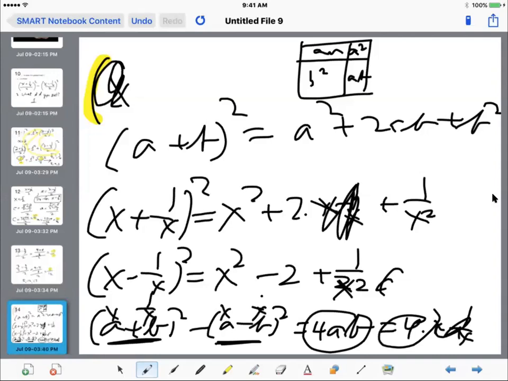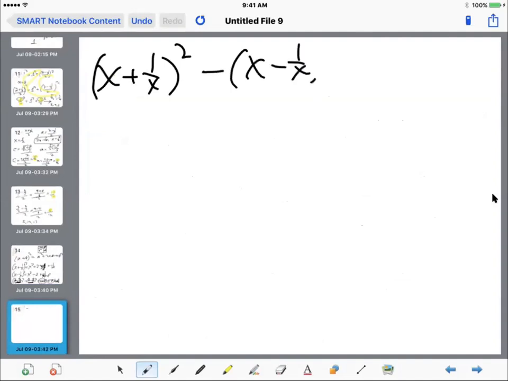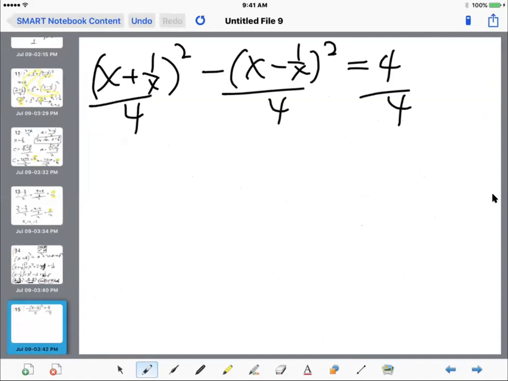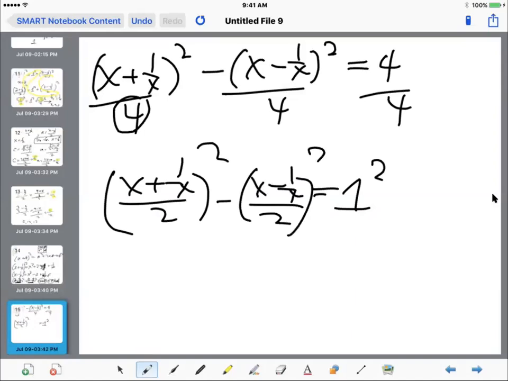And that's kind of why this works, because if I take this, I'll write it down. (X plus 1 over X) squared minus (X minus 1 over X) squared always equals 4. If I divide everything by 4, this becomes 1, which is also 1 squared. And I'll throw this 4 inside the parentheses. And that's why this algorithm works. Everything the Babylonians do seems to be based on this identity.